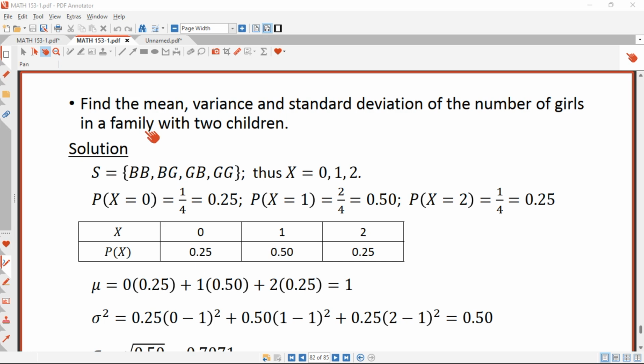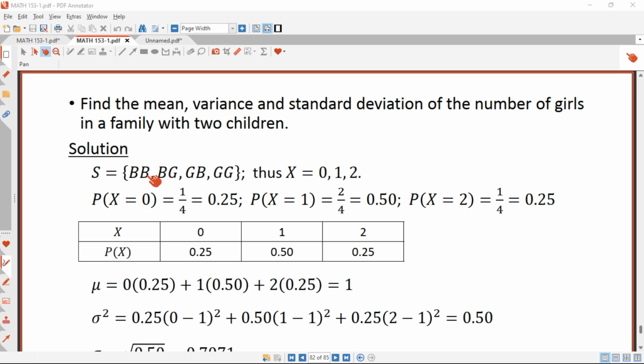So when you pair them, you are going to get this sample space: BB, BJ, GB, and JJ. If you don't know how to find a sample space, kindly go to my channel on this same series, introduction to probability, to learn how to find the sample space for this one, right? And then he said the number of girls in a family with 2 children, right?